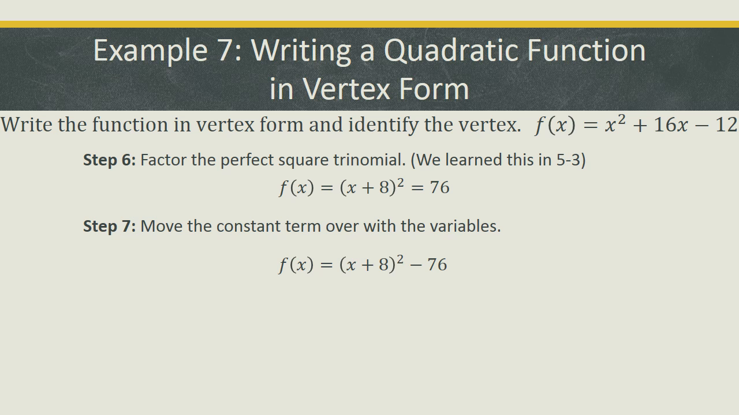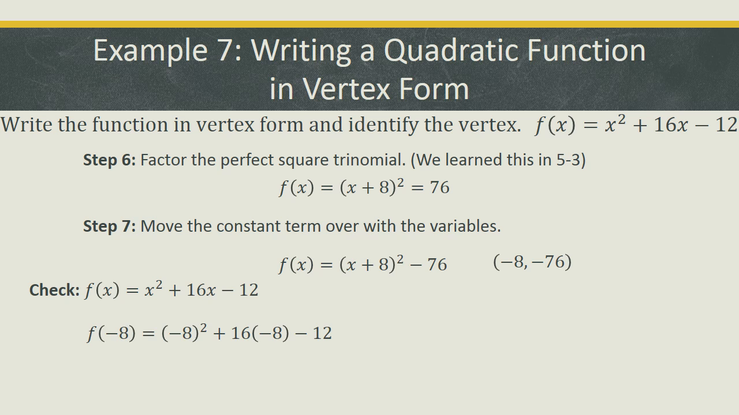Now identify your vertex. We get the x value of our vertex from in here. It's always opposite of what it appears, so it looks like positive 8, so it's really negative 8. And then minus 76. The way you can check that to make sure you're right is to plug negative 8 into the original function. So we plug in negative 8 for all of the x's.